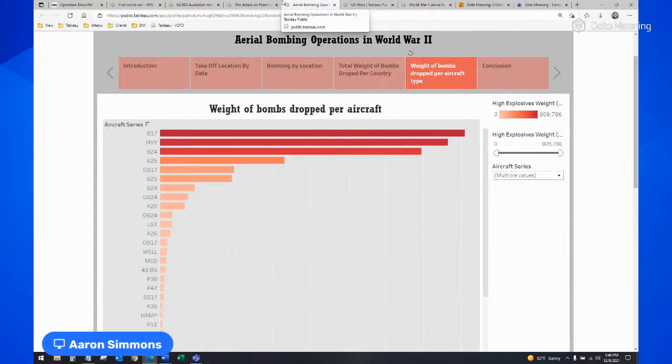So then the weight of the bombs is the length of each bar. But then what's the gradient, what does that mean? It's just highest to lowest. So the really dark is the highest weight, and then lighter for lower. Mm-hmm. Yeah. Oh, I was thinking it was something else that I wasn't reading.